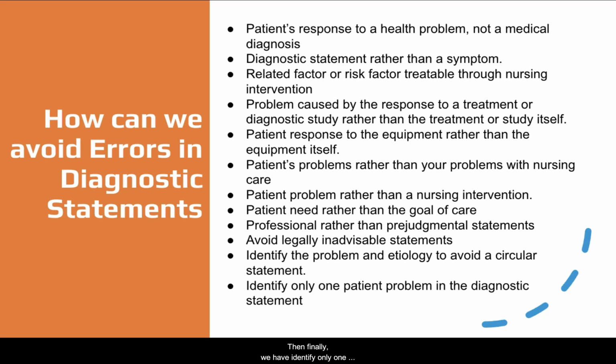Then finally, we have identify only one patient problem in the diagnostic statement. Don't put 2 or 3 in there. For example, pain and anxiety related to difficulty in ambulation. Now you have pain and anxiety in there. So if you gave the analgesic and the patient doesn't have pain anymore, you solved the pain problem, but the anxiety is still there, right? Instead, only put one diagnosis in each of your diagnostic statements.